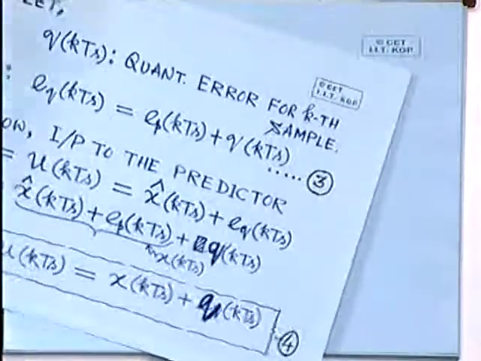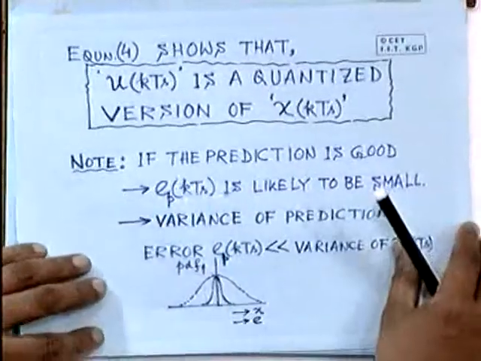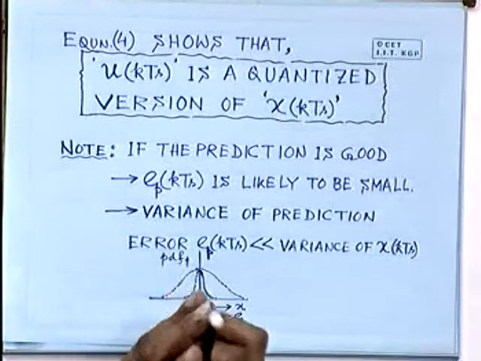So, there is some interpretation about this last equation. Can we say that UKTS, the input to the predictor, is essentially a quantized version of XKTS? Agreed. The input samples to the predictor are nothing but some quantized version of the input speech samples. So, what is essentially fed to the predictor input is a quantized version of the input speech sample. So, that means that X cap KTS is also quantized.